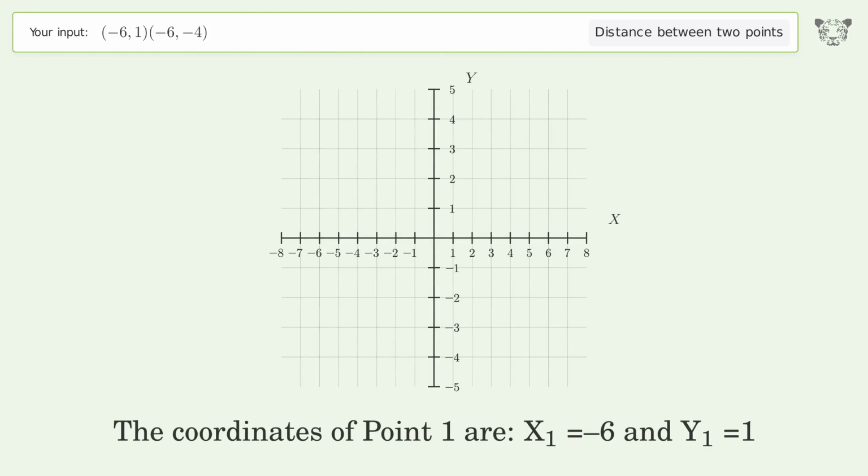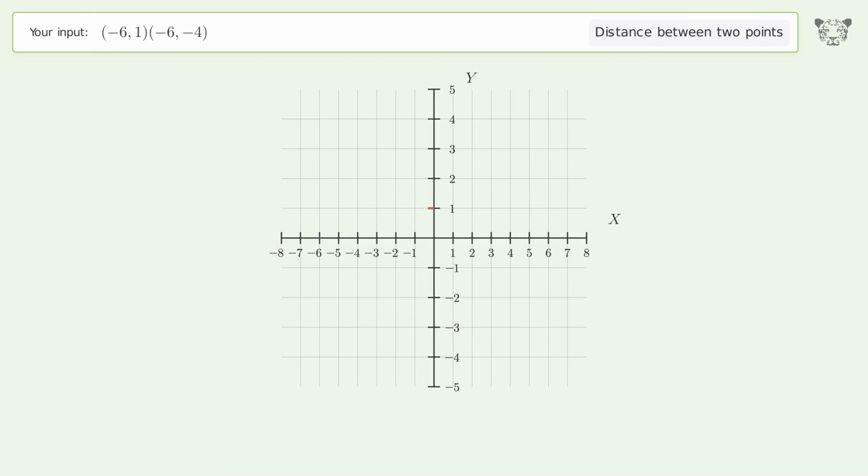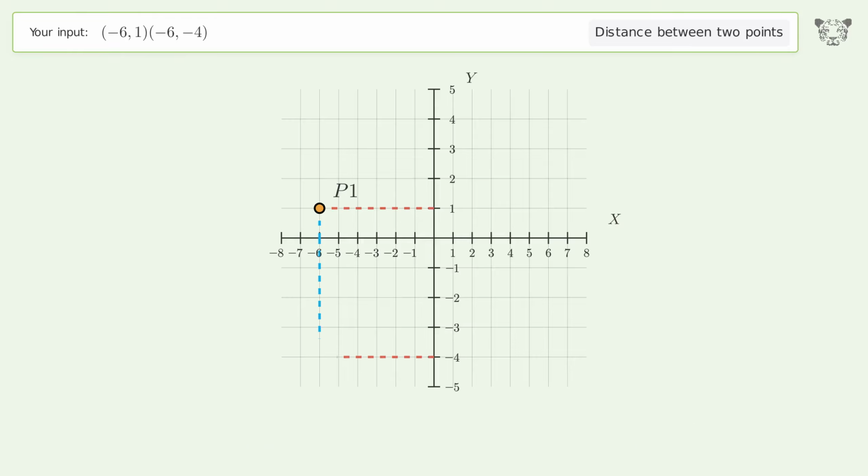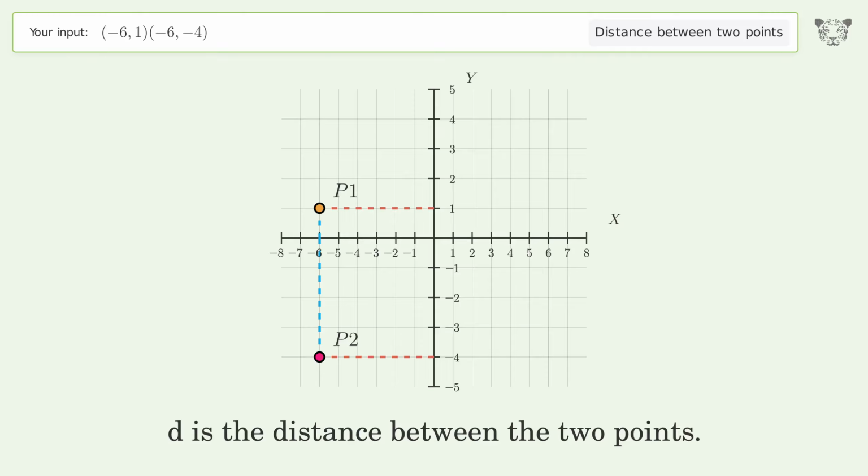The coordinates of point 1 are x1 equals -6 and y1 equals 1. The coordinates of point 2 are x2 equals -6 and y2 equals -4. D is the distance between the 2 points.